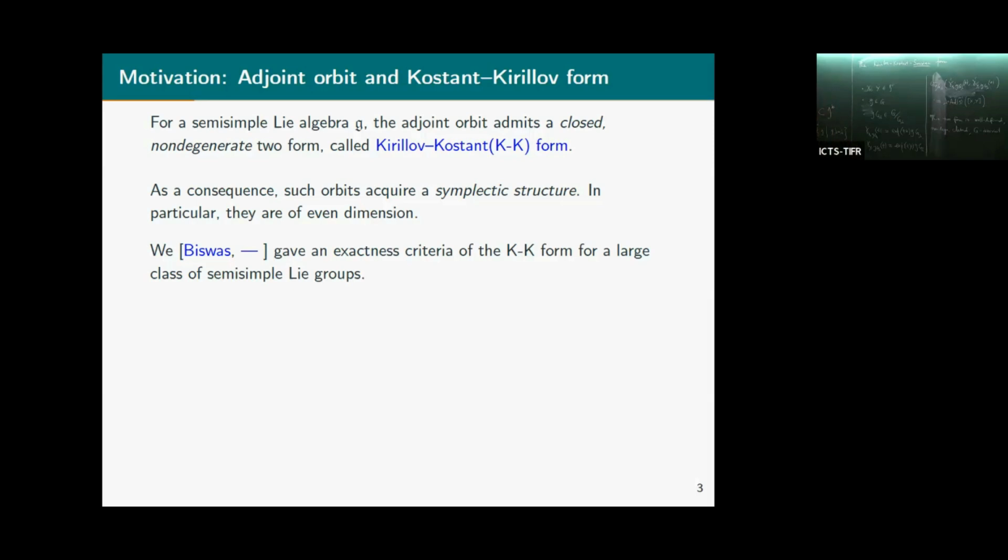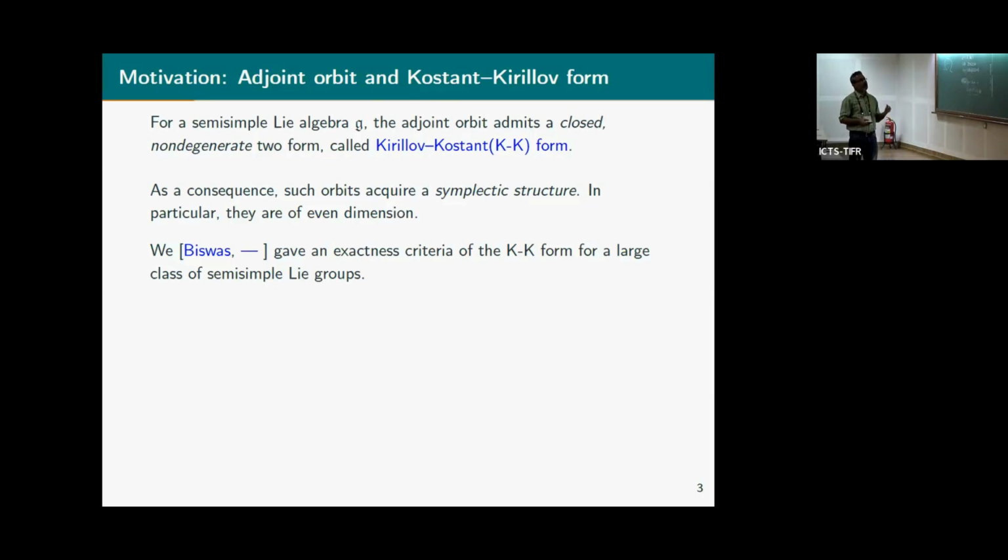So we gave an exactness criteria for this KKS form for a class of semisimple Lie groups based on the eigenvalues of the operator ad x. So you take an x and you take the orbit of x in the Lie algebra g, the adjoint orbit, and then you consider ad x. ad x will have eigenvalues. So based on the eigenvalues, we gave an exactness criteria. Some time back we did this work with Andrei. And then this work leads.